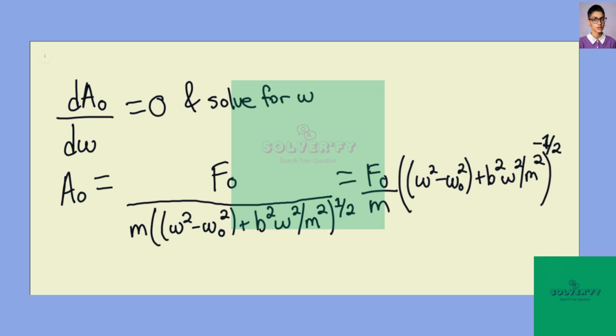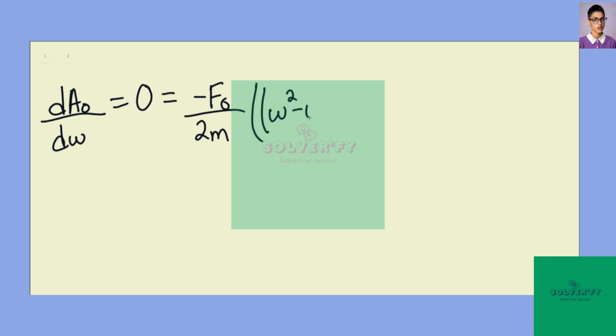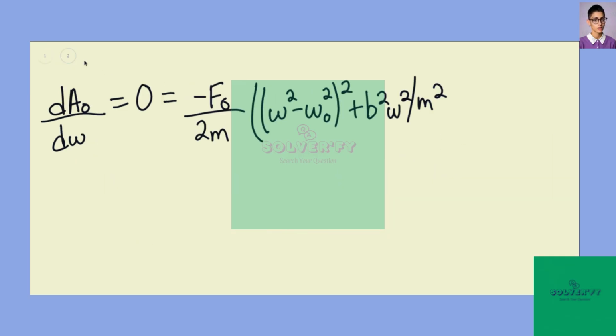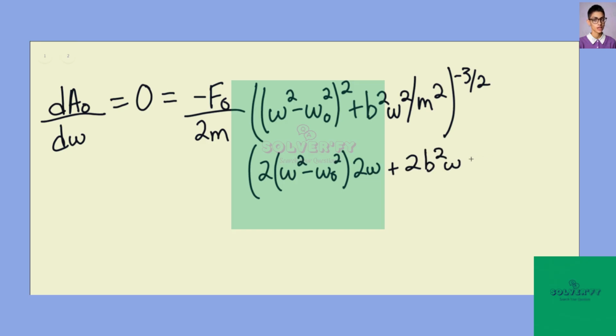So at this point, we can then find the derivative and say that the derivative of the amplitude with respect to omega will equal 0, and this will equal negative force divided by 2m, and then this would be multiplied by omega squared minus omega naught squared squared plus b squared omega squared divided by m squared. And I think yeah, my apologies, this is squared and this is squared. This would be to the negative 3/2 power, and then this would be multiplied by 2 times omega squared minus omega naught squared times 2 omega plus 2 times b squared omega over m squared.